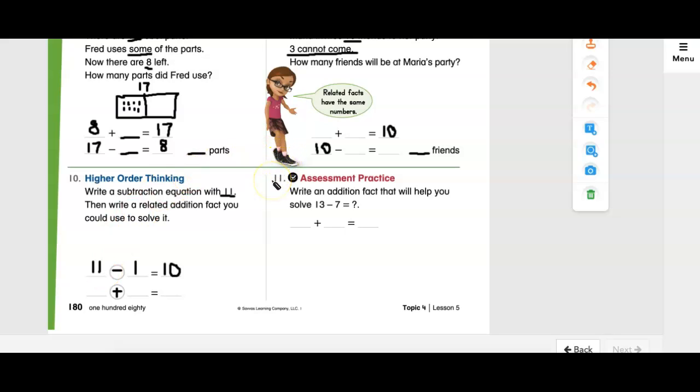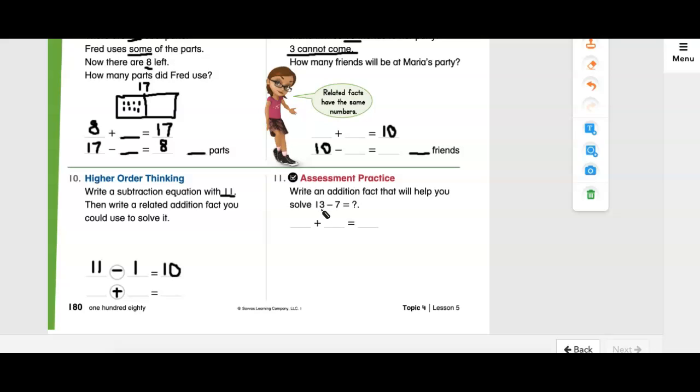And on number 11, it tells you to write an addition fact that will help you solve 13 minus 7 equals blank. So for this equation, write what your whole is, write the part you know, and find the missing part.